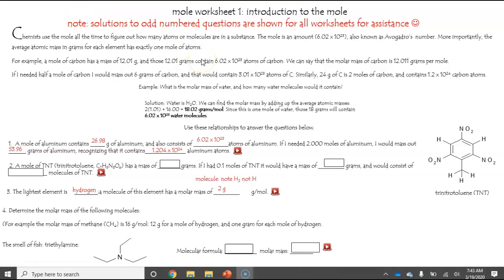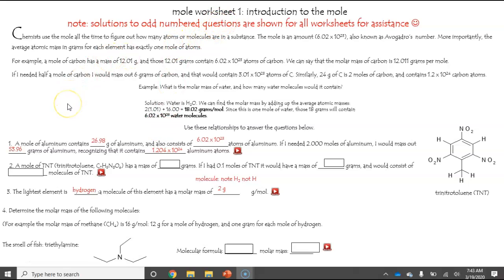Okay, here are some mole problems, and half of them are done for you. You'll see solutions to the odd-numbered problems, and we'll go over those. Maybe I'll give a hint or two to some of the even-numbered ones, which are typically the ones that the students are assigned. So let's go ahead and dive in.